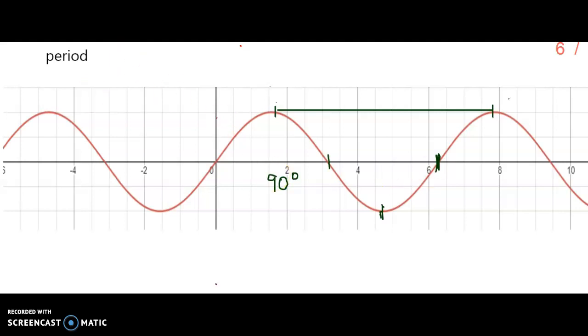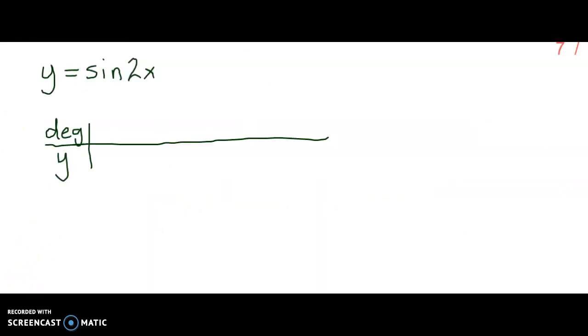Now let's see if we change this a little bit. Let's see what happens. Let's put 0 in first. Well, we get 0 still. 2 times 0 is 0. The sine of 0 is 0.